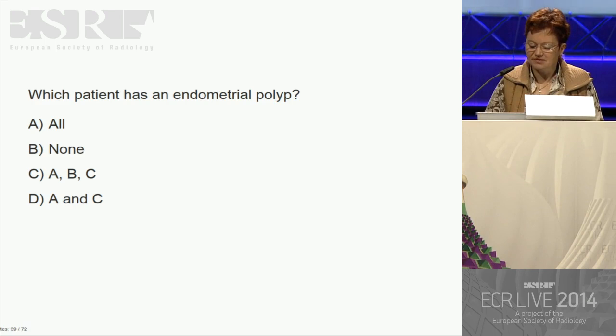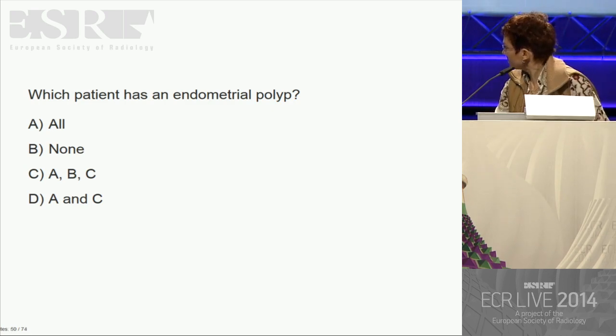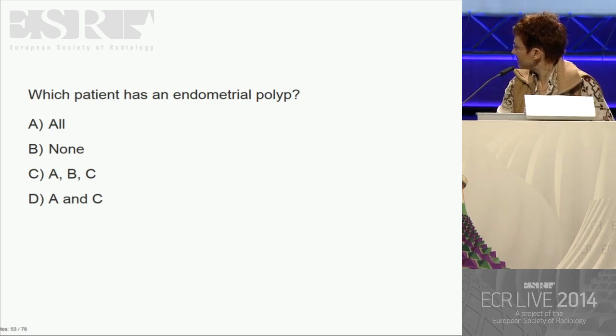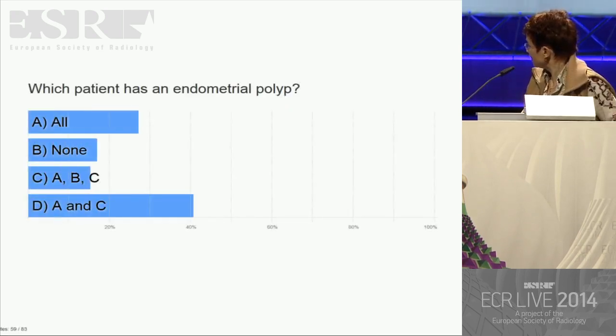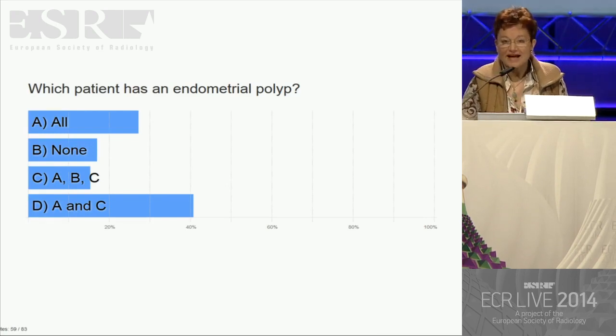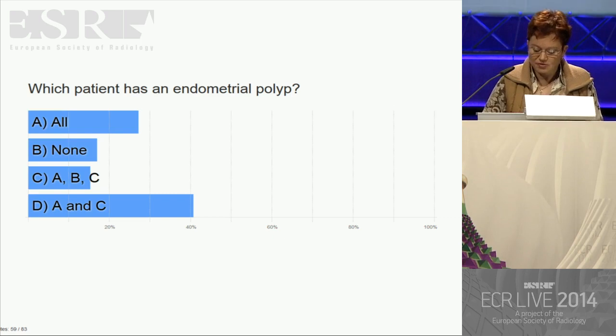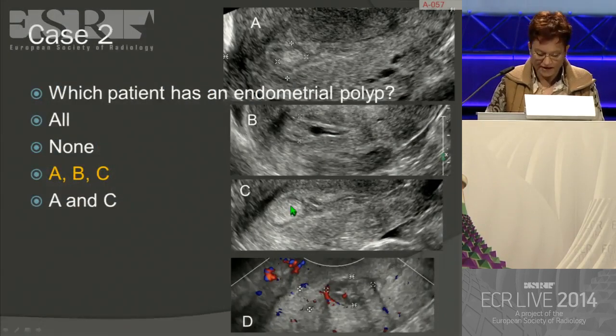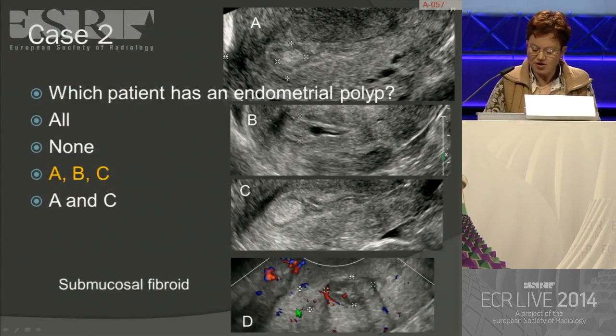You have the chance here of some fluid inside in patient B. Can I have the answers, please? Okay, this is not bad, but actually it's A, B, and C. So A and C are the classical appearances of polyps, okay? What we see in patient D is hypoechoic. It has peripheral color Doppler, so this is typical for a submucosal fibroid.